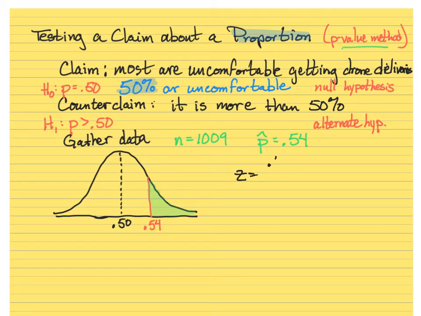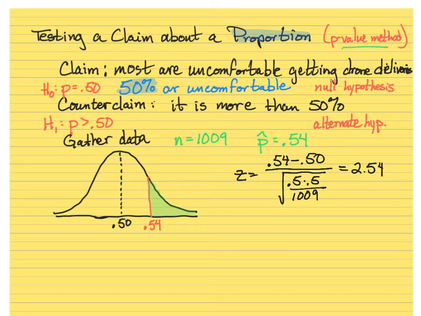And we know our formula for z-scores related to proportions: the difference over the square root of p times q over n. And that's our z-score formula. And that turns out to be 2.54.